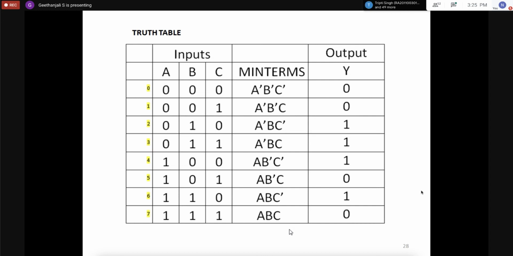The 4-to-1 barcode they have used here: 0, 1, 2, 3, 4, 5, 6, 7. Accordingly, they have written 1, 2, 3, 4. Then the minterms: 0 means what? Always A bar. 1 means C. First one is A, B, C.